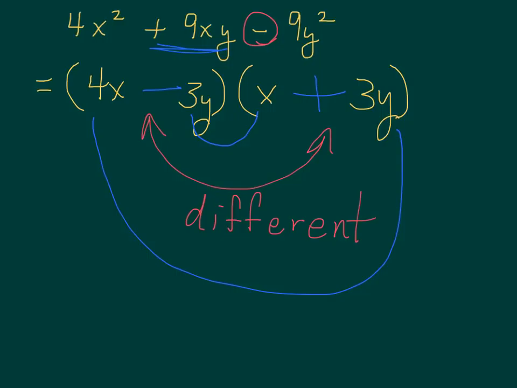Factorization is unique, so there's only one correct way to factor. Now the order of the two sets of parentheses can be changed, and that answer is still correct. So if we had written x plus 3y times 4x minus 3y, that would have been perfectly acceptable as well.